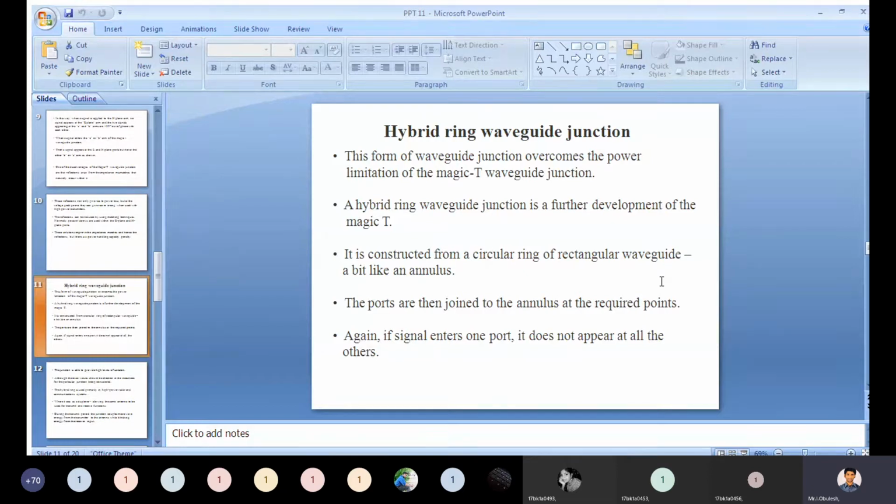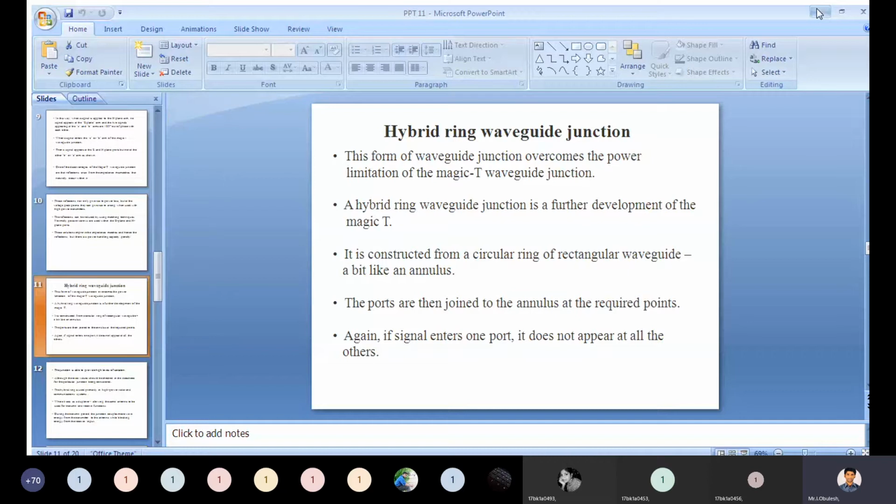Anyone respond from A and B? Did you understand the topic of the waveguide junction of magic T? Anyone respond from A and B? Yes, sir. Did you understand? Yes, sir. So the next topic is the hybrid ring waveguide junction.